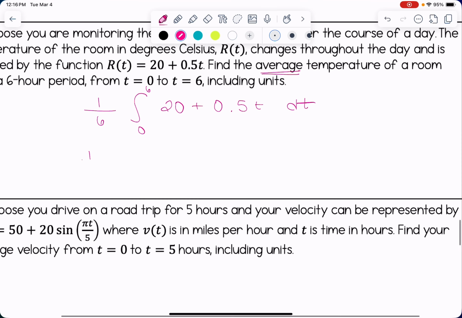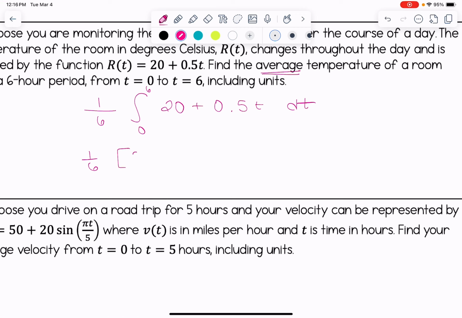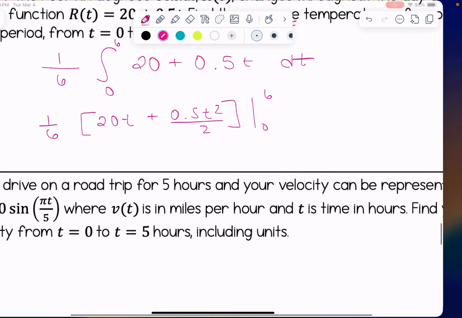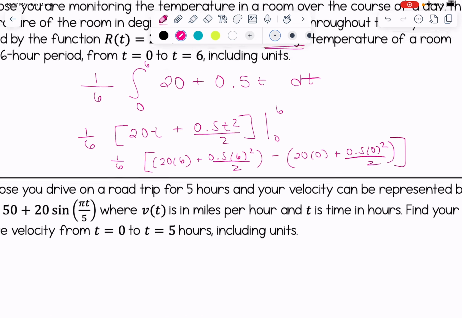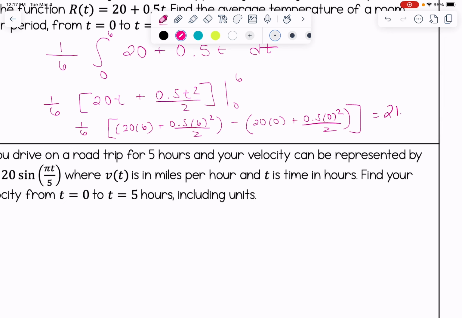Okay. If we are integrating, we can now find the antiderivative. So 20t plus 0.5 t squared over 2. And we'll evaluate from 0 to 6. And then I'm going to plug in my bounds. Okay, again, if you have access to your calculator during this question, you could just do math 9 once you have the integral set up. And when I simplify this, I'm going to get 21.5.